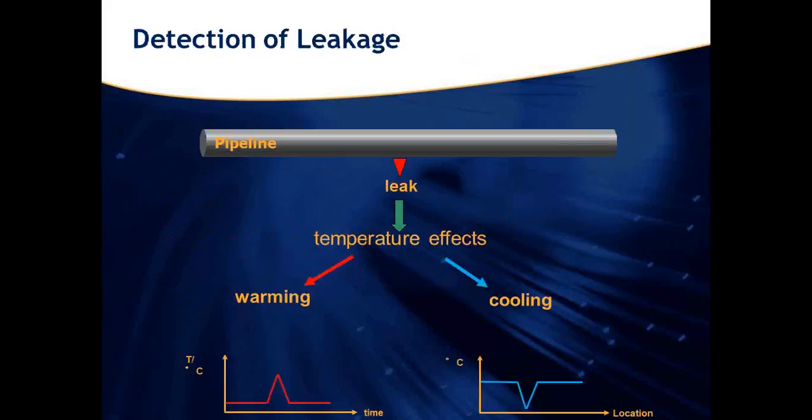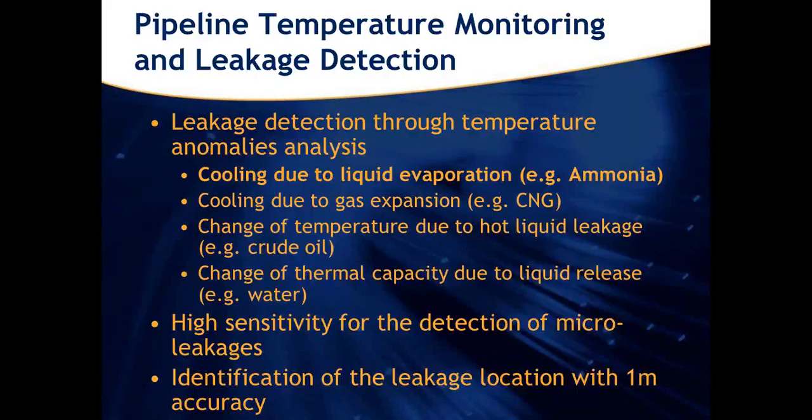In general, when we have a leak from a pipeline, we get two main effects, either a local warming in the surrounding of the pipeline or a local cooling, again, close to the pipeline itself. This can be due to different phenomena. First of all, in the case of pipelines such as ammonia or liquefied natural gas, we observe a cooling due to the liquid evaporation. So the liquid being carried in the pipeline evaporates and creates a local cool down.